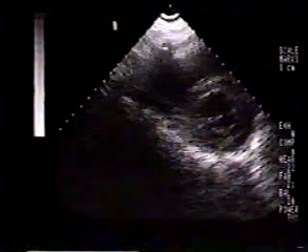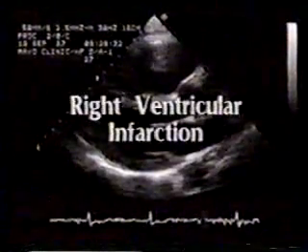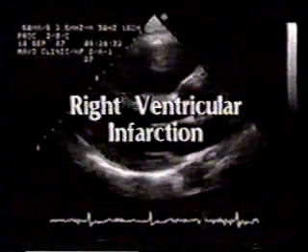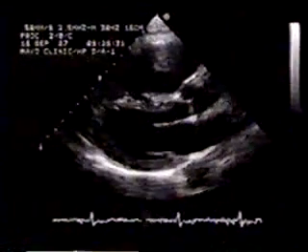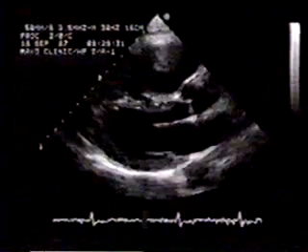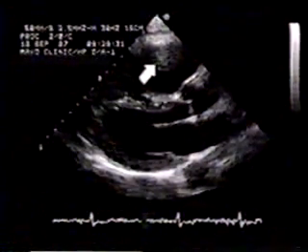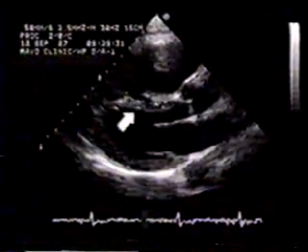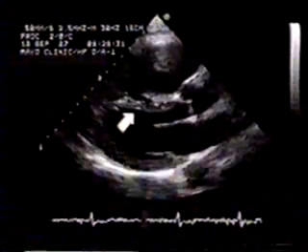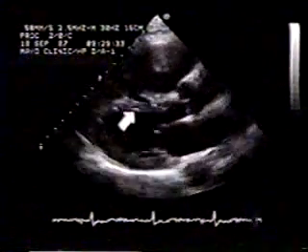It is important to recognize RV infarcts since they can cause hypotension, and therapy involves infusion of saline, which is opposite of the therapy for cardiogenic shock secondary to LV failure. This patient presented with an inferior infarct by ECG criteria. The right ventricle is enlarged. In real time, abnormal septal motion will be apparent. This is due to RV volume overload.